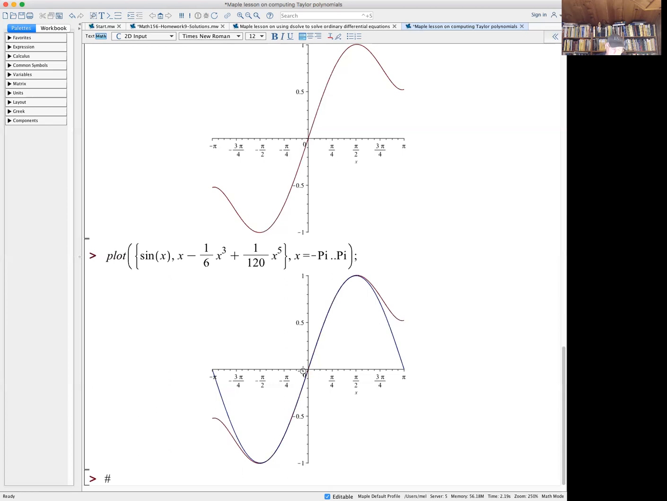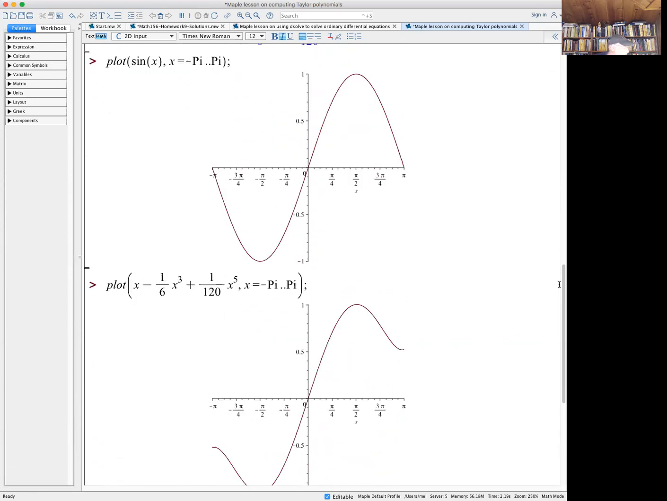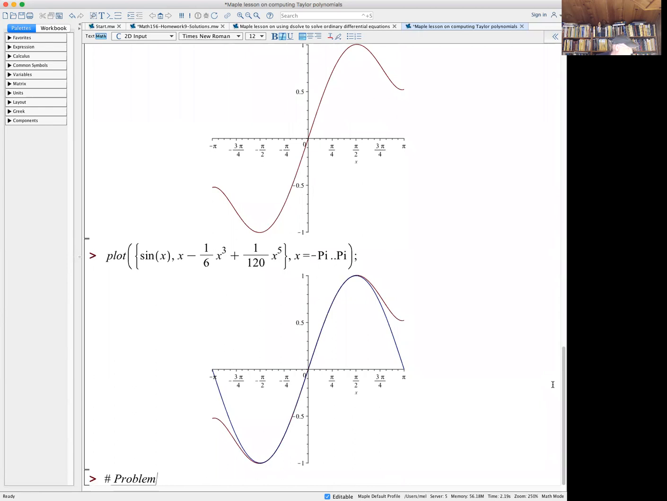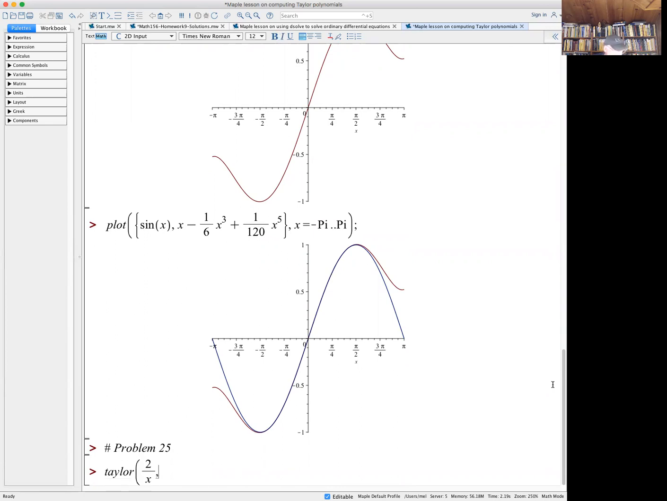Let's look at another example. In the same section, 9.7, suppose we look at the function 2 over x. This is problem 25. And we're asked to calculate the Taylor polynomial for the function 2 over x centered around 1, x equal 1. And we're supposed to find a polynomial of degree 3, so you have to put in 4.